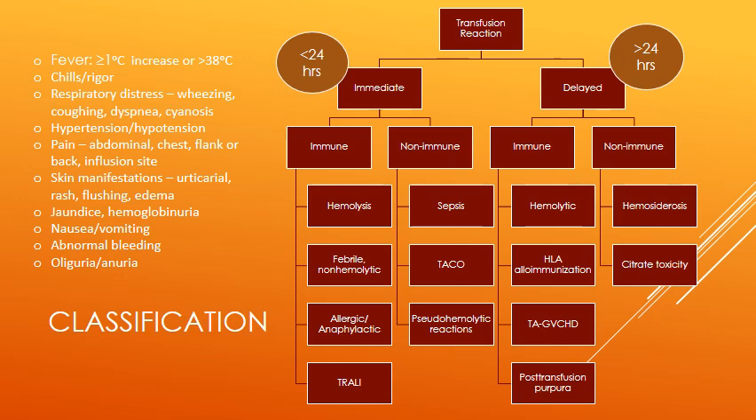So you can see the flow chart here. You have transfusion reactions broken down into immediate and delayed, immune and non-immune. So what are the causes? You need to know the types of, for example, the immediate immune transfusion reactions. We have hemolysis, febrile non-hemolytic, allergic, anaphylactic, or TRALI. The non-immune causes are sepsis, TACO, and pseudohemolytic reactions. You can see the list is here. You can read through it. We're going to go through each one, though.